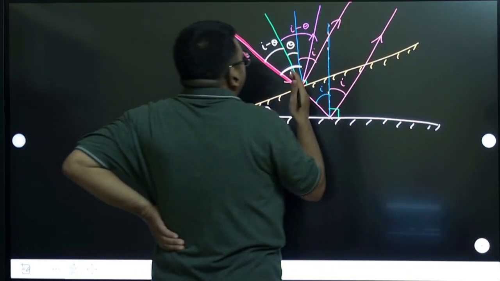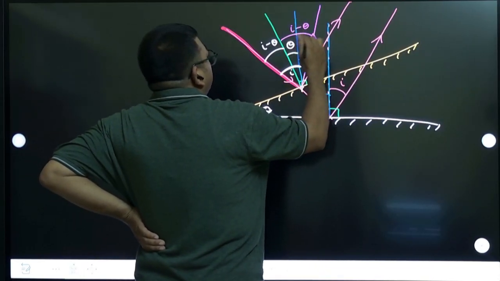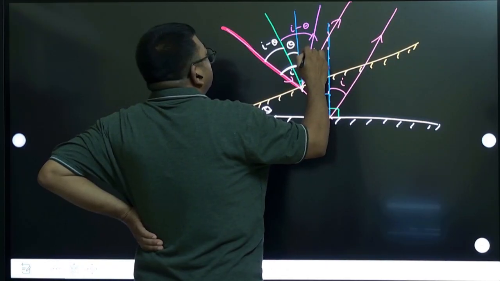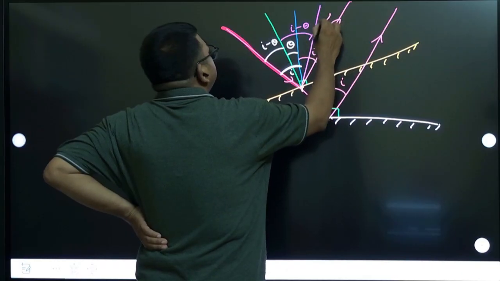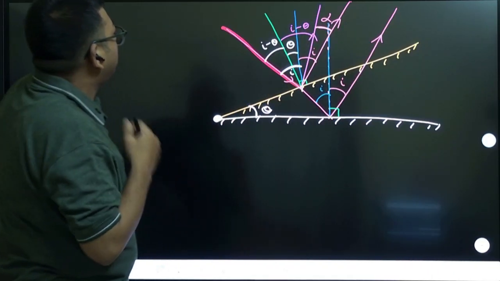Okay. Now this is the new reflected ray. How much is it making with the old ray? What will this angle be? We are taking it as alpha. Okay, now tell me how much it will be.